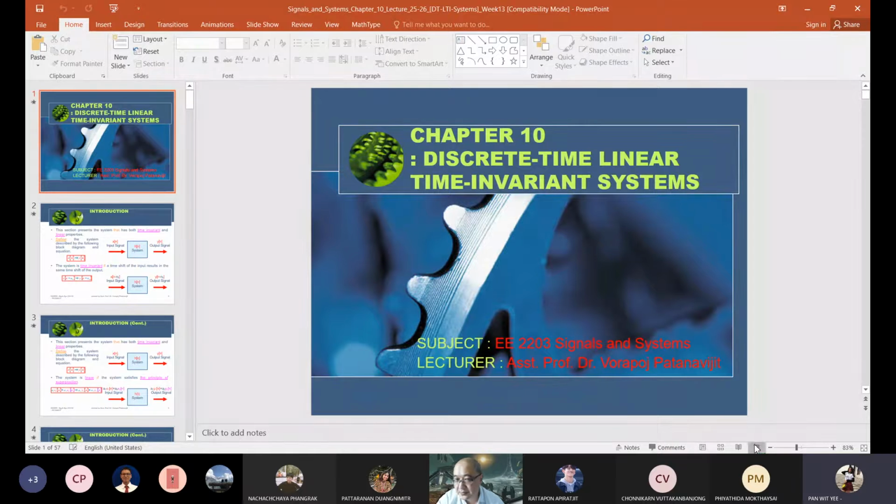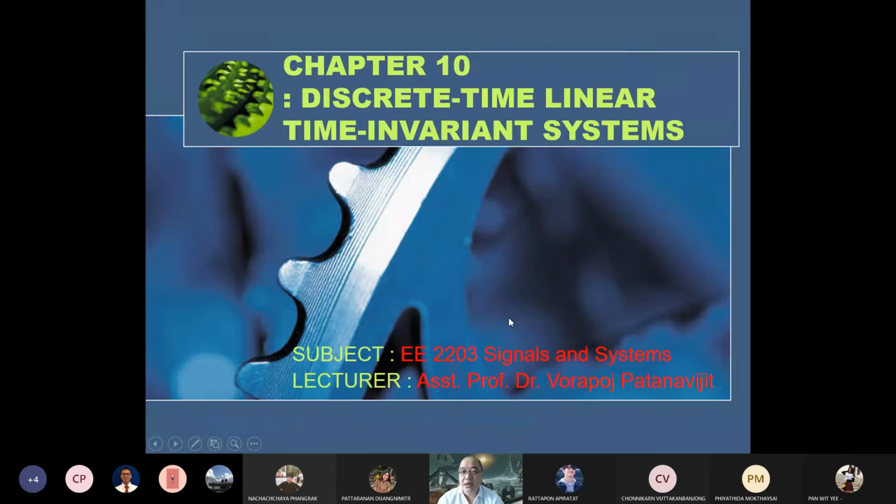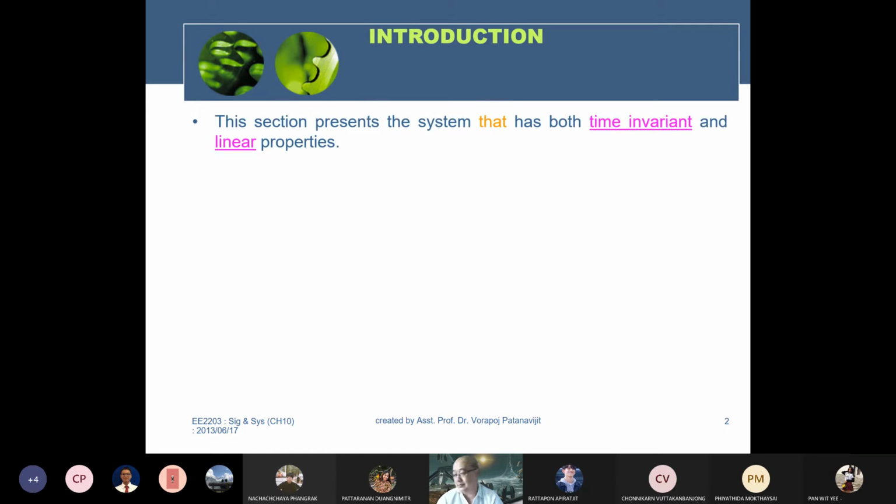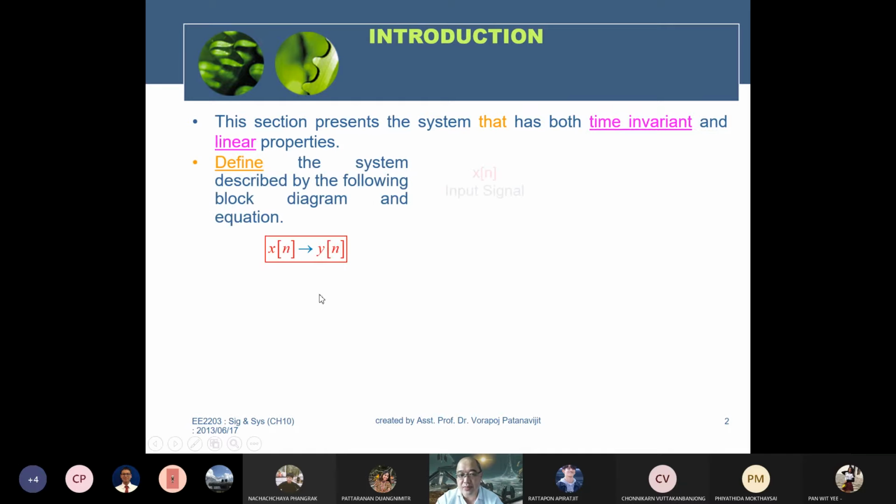Yes, Ajahn. Okay. The next chapter is the Discrete-Time linear time invariant system, or the DT-LTI system. The key for the linear and time invariant system is convolution. This section presents the system that has both the time invariant and the linearity property. Define the system described by the following block diagram.